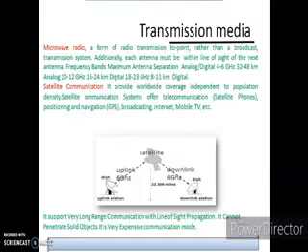It provides worldwide coverage independent of population density. Satellite communication systems offer satellite phones, GPS, that is global positioning and navigation systems. That is your maps that you are searching. It is connected to satellite, broadcasting and internet, mobile, TV, etc.